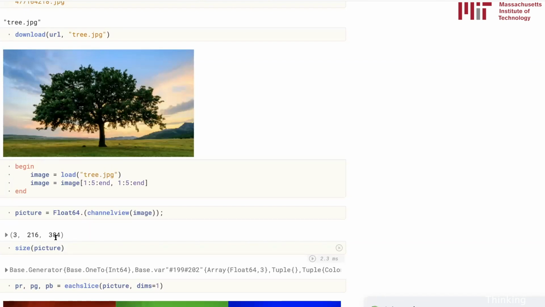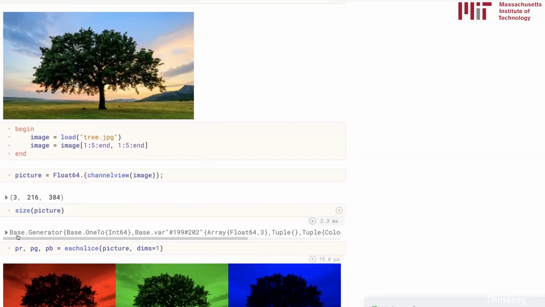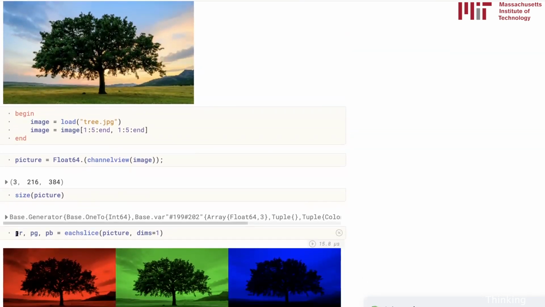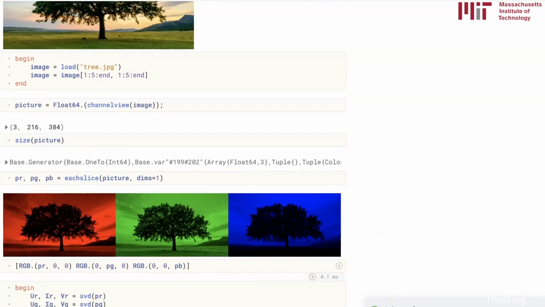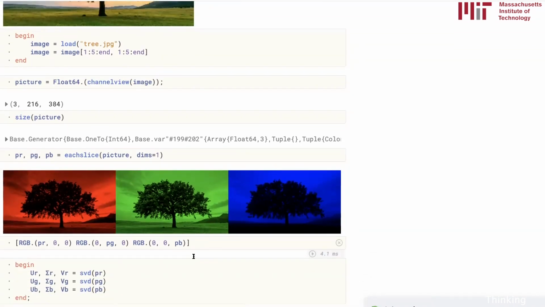What's going on here is the vertical size in pixels of this picture is 216. The horizontal size is 384, and the 3 represents the 3 channels, the red, the green, and the blue. We could actually separate out and get two-dimensional matrices by using the eachslice command in Julia. We're going to slice it along the first dimension, the dimension of size 3, and this will give me the red part of the picture, the green part, and the blue part, which I can reconstruct and put next to each other, and you can see it.